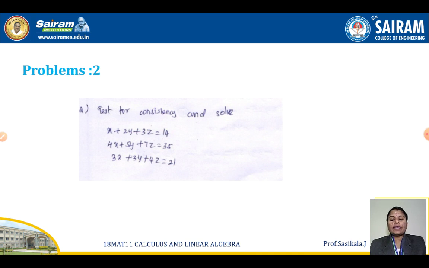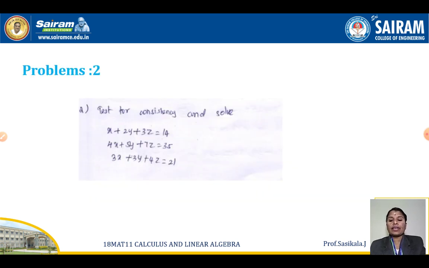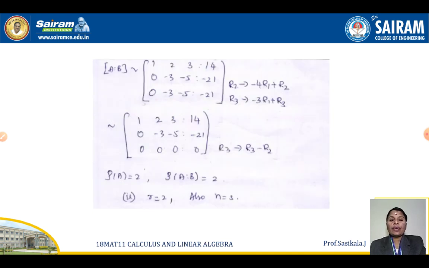So we'll go for the next question: test for consistency and solve. Similarly, you have 3 equations and we are going to test the consistency first. So find the augmented matrix first and convert to 0. The augmented matrix, you can write as A and B. Then converting to 0, 4 and 3 are there. And you can convert R2 implies R2 minus 4R1.